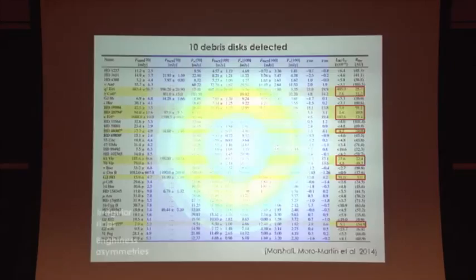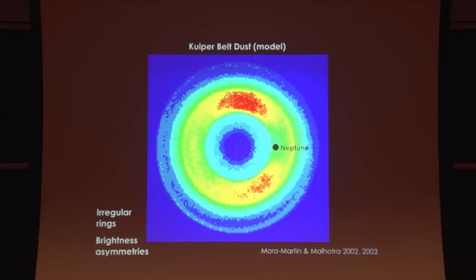Another indirect evidence, so I'm not going to answer because that would be a spoiler, right? Another indirect evidence that you may have planets in debris disk systems is the structure. This is just a model of how the structure in the Kuiper belt will look like. The dust in this model is produced in the Kuiper belt, outside the orbit of Neptune, and then it drifts inward due to Poynting-Robertson drag, and as it drifts, the particles can get trapped in minima and resonances with the planets, and this creates the rings, and this creates this asymmetric structure.